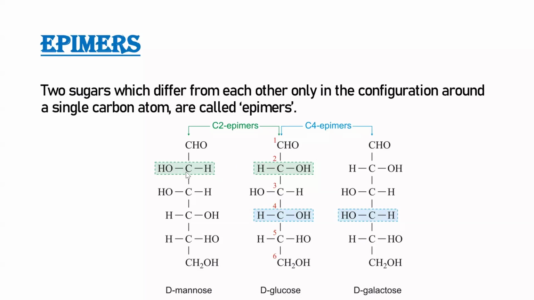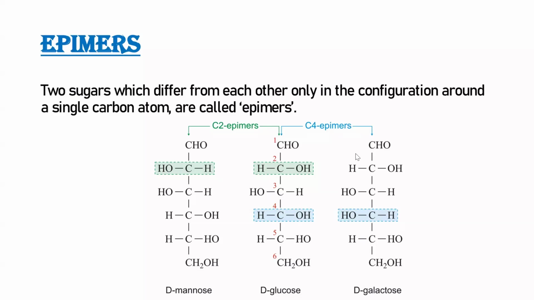Look at it. At carbon 2, in the case of mannose, the OH group is on the right. In the case of D-glucose, it is on the left.